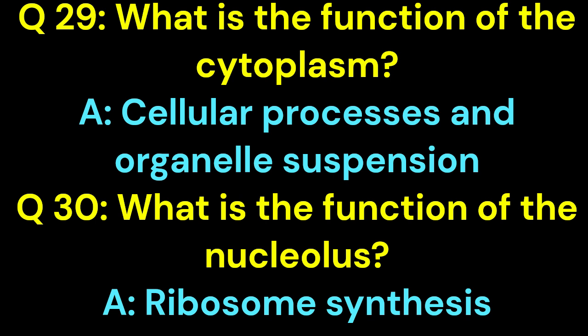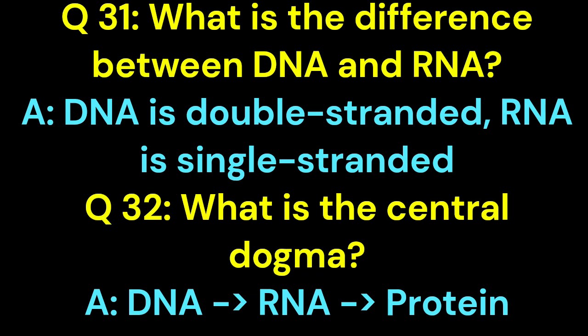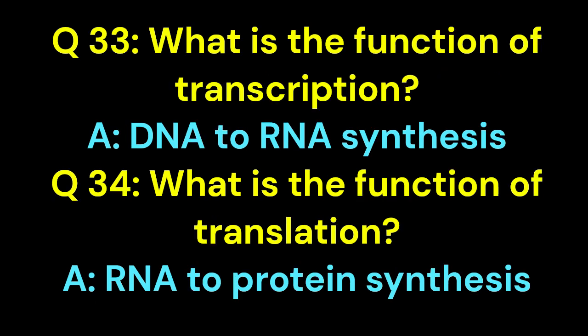Q30. What is the function of the nucleolus? Ribosome synthesis. Q31. What is the difference between DNA and RNA? A. DNA is double-stranded. RNA is single-stranded. Q32. What is the central dogma? A. DNA-RNA-protein. Q33. What is the function of transcription? A. DNA to RNA synthesis. Q34. What is the function of translation? A. RNA to protein synthesis.